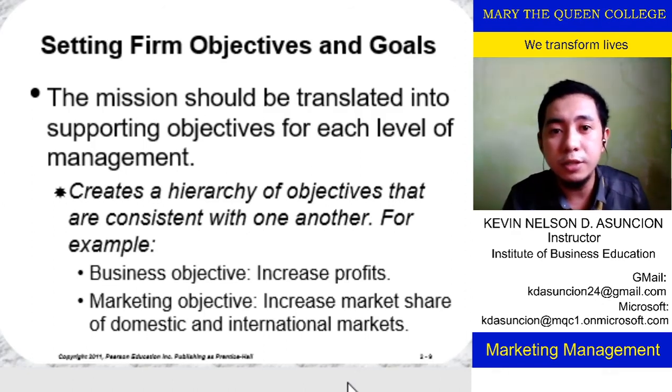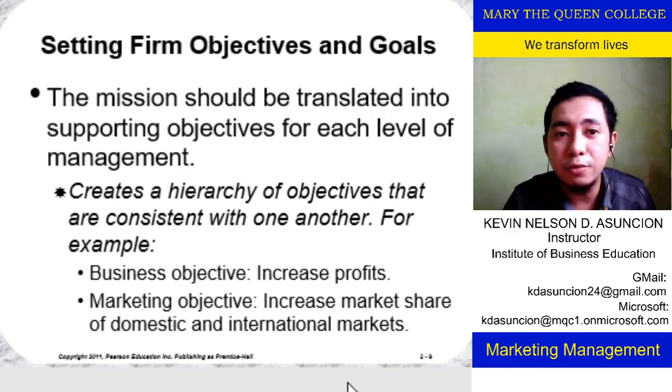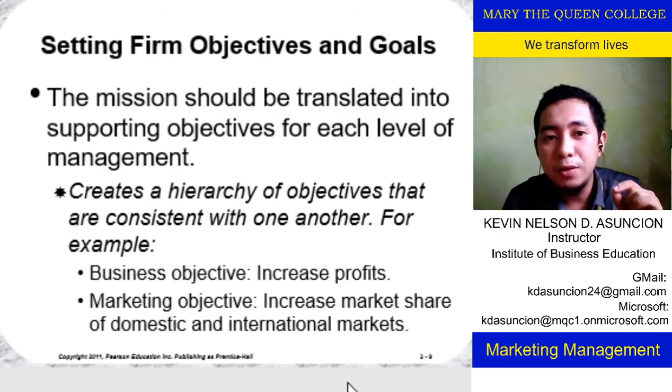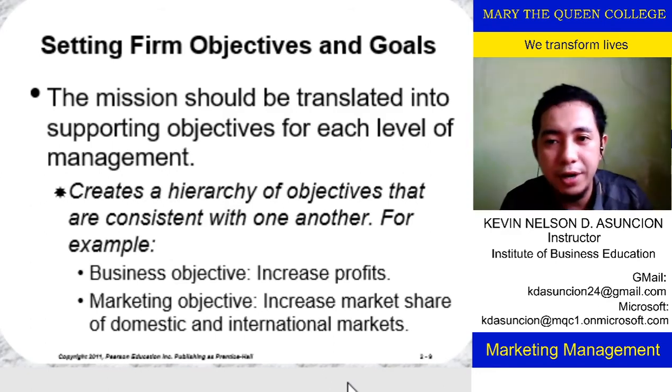What do consumers value? Now, what are the small things, how to get there? Setting the firm's objectives and goals. The mission should be translated into supporting objectives for each level. So, you create the hierarchy of objectives that are consistent with one another.